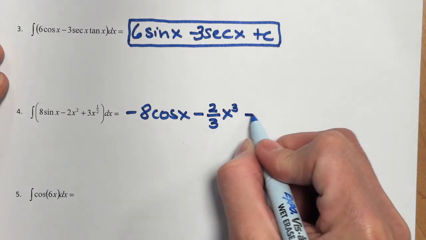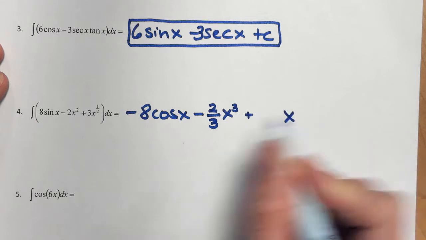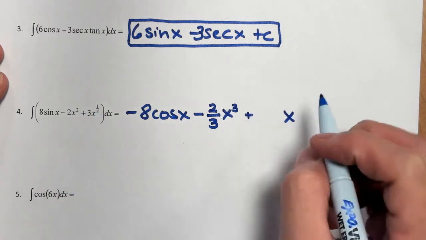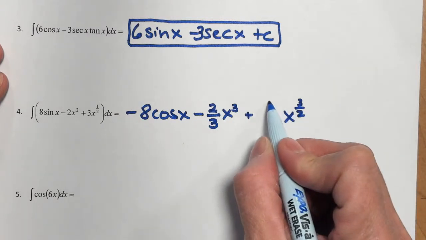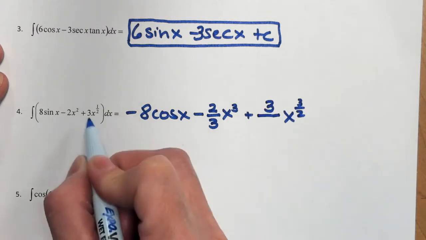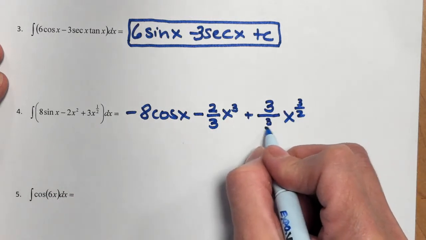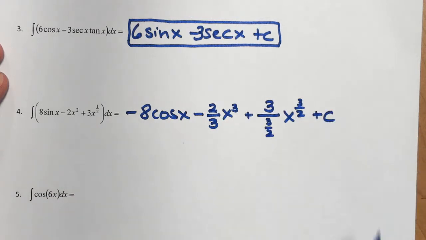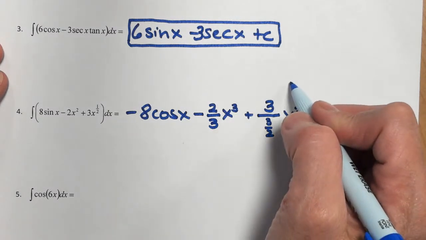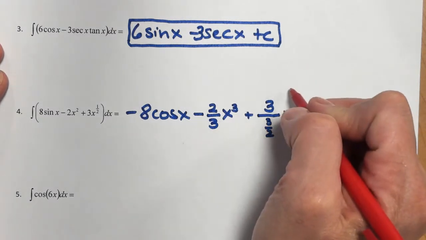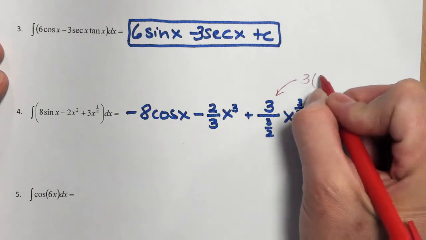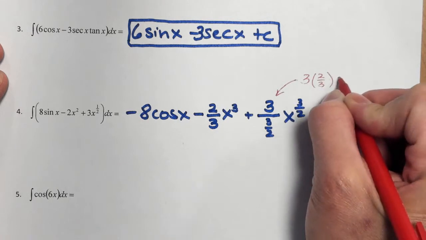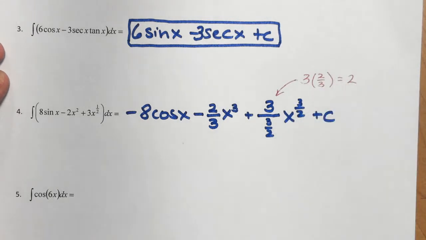So plus 1/2 plus 1, well, that's going to be 3/2. And then I have my old coefficient divided by my new exponent. Well, let's figure out what that's going to be. So here I have 3 divided by 3/2 is 3 times 2/3, which is just going to be 2.